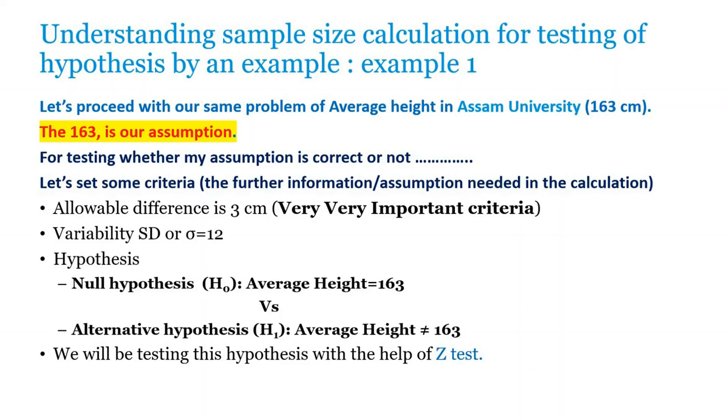Now I have built a hypothesis. My null hypothesis is that the average height is 163 centimeter. What is the alternate? It is not 163 centimeter. To test it, we need a Z test, and a Z test means a normal test, I can say. From the Z test, we will be able to compute the sample size.